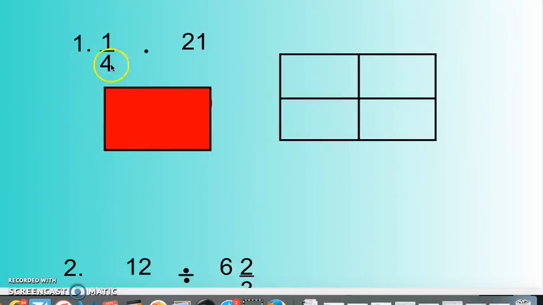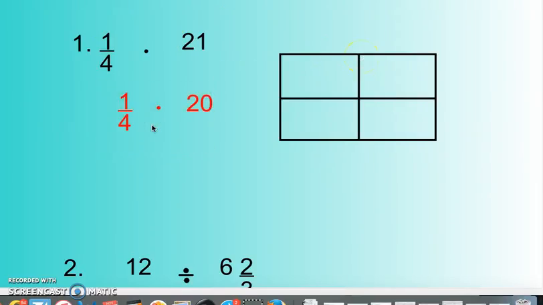Now over here, a fourth of what number is close to 21 that we can actually separate into 4 equal parts? Yes, 20. I can take 20 and separate it into 4 equal parts. And what is in each of those parts? Actually, it's 5 again. You're right. And so my answer, if I take 1/4, that means one of these, my answer would be 5.